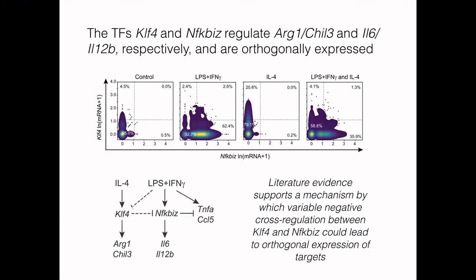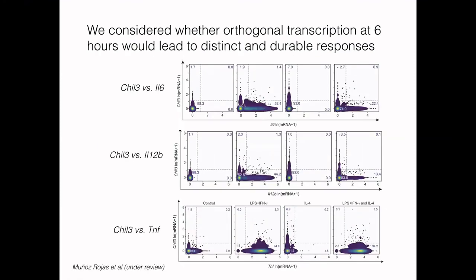It's less striking, but as I mentioned, we think that there's literature evidence to support some sort of transcription factor network that we're now trying to test experimentally. Okay, so the last thing I want to leave you with is whether this matters at all. So what I've just showed you is transcription at 6 hours. And you might ask yourself, does that actually matter functionally for cells down the line?